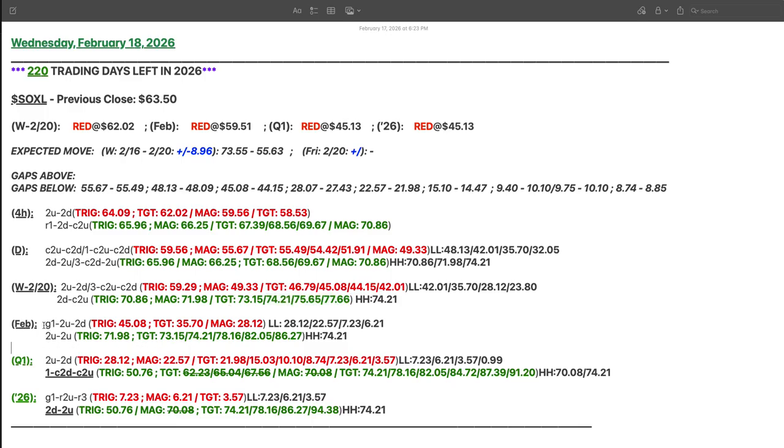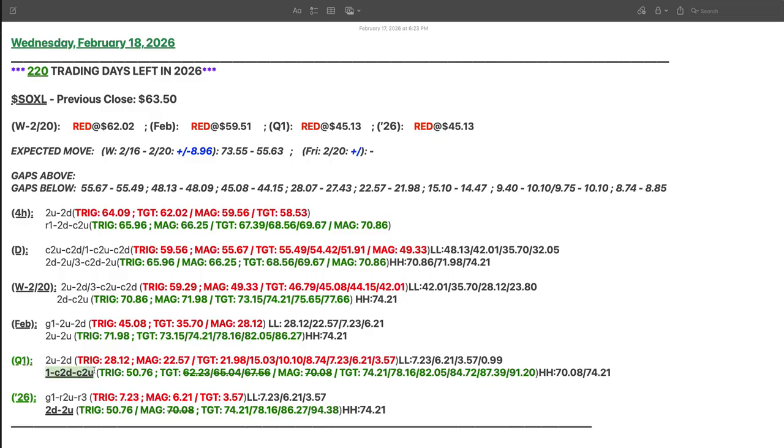We talked about on the month, we have the opportunity for the 1, 2 up, 2 down if we get down below 45.08. If we do, there is a point of inflection there, a pretty good point of inflection at 35.70 before we would reach the ultimate magnitude of that move at 28.12. But if we continue to the upside, that just gives us this 2 up, 2 up continuation, triggering at 71.98, and we have our extended targets out here, including that all-time high at 74.21.